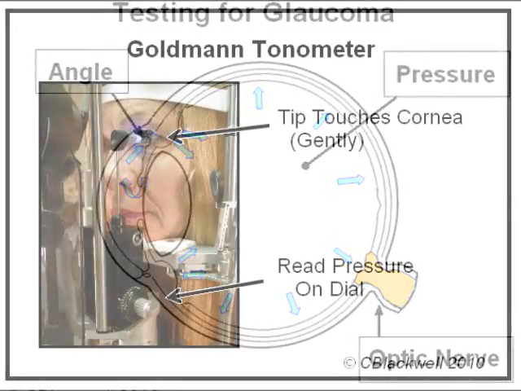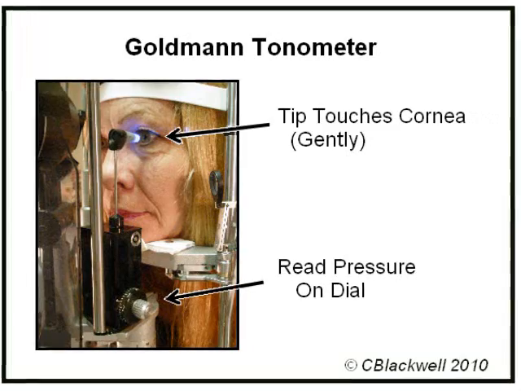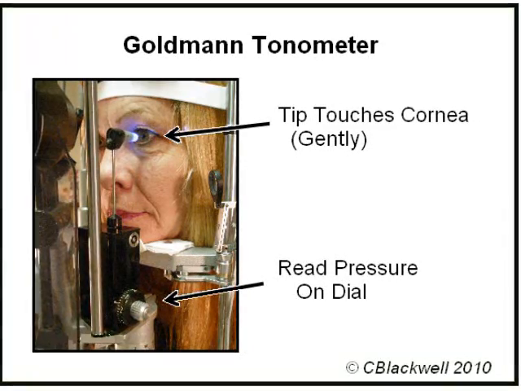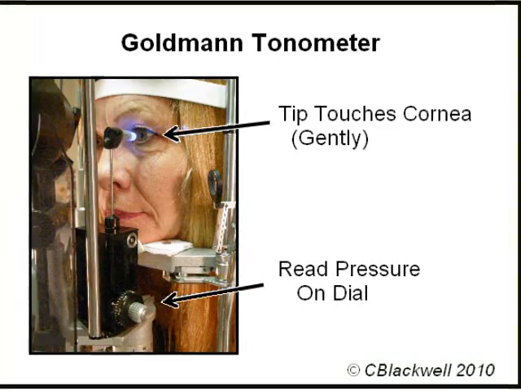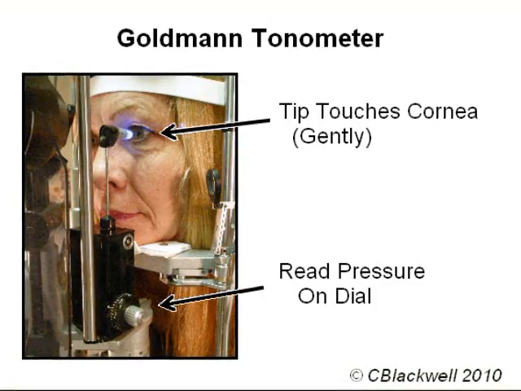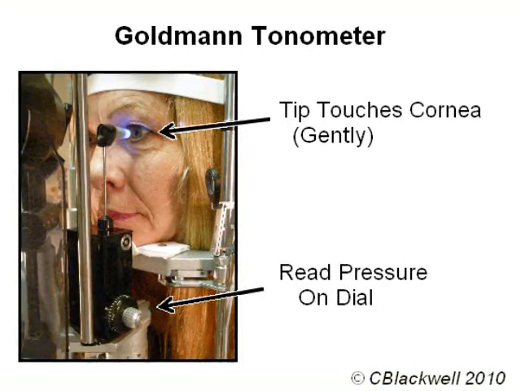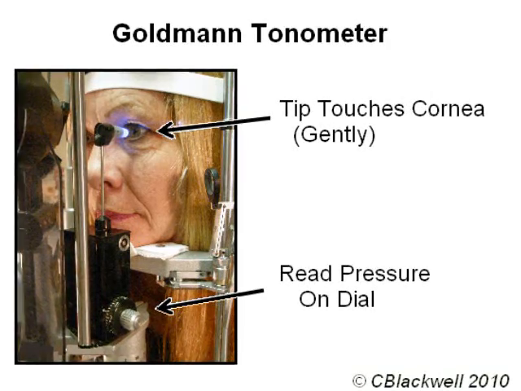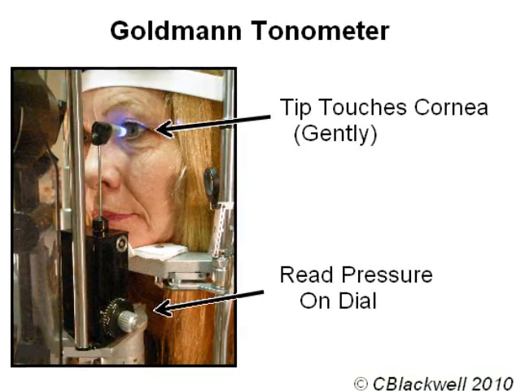An instrument that measures pressure is called a tonometer. Here is a Goldman tonometer in position in front of the eye about to measure pressure. After instilling anesthetic drops, the lighted blue tip is pressed gently against the cornea. The pressure reading is taken from the dial in the lower center of the picture.